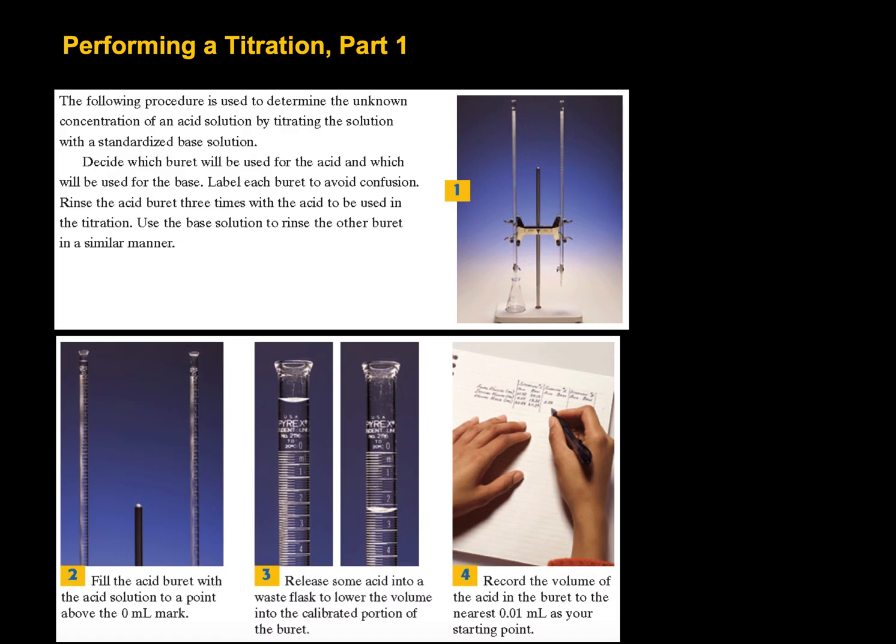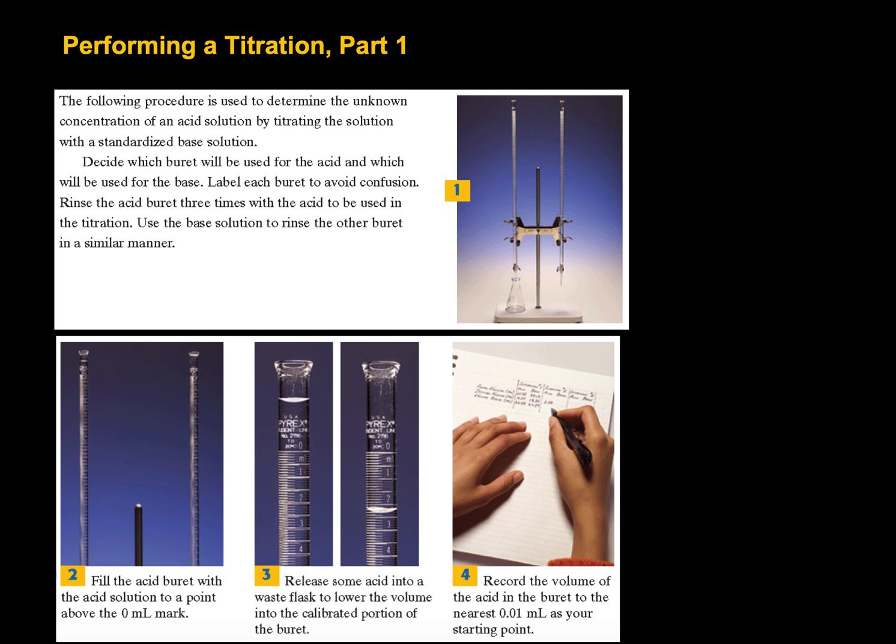Okay, so performing a titration, part 1. The following procedure is used to determine the unknown concentration of an acid solution by titrating the solution with a standardized base solution. Decide which burette will be used for the acid and which will be used for the base. Label each burette to avoid confusion. Rinse the acid burette 3 times with acid to be used in the titration. Use the base solution to rinse the other burette in a similar manner.